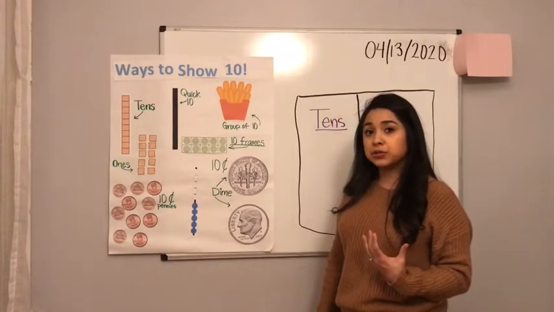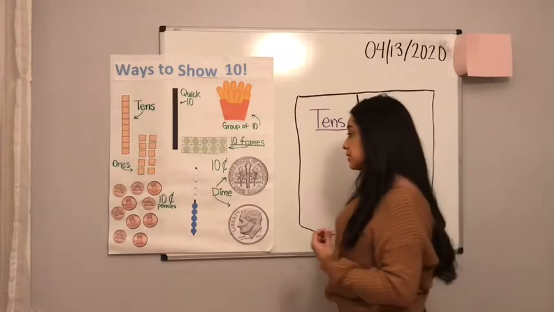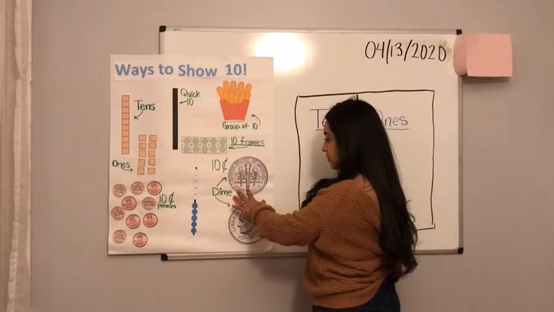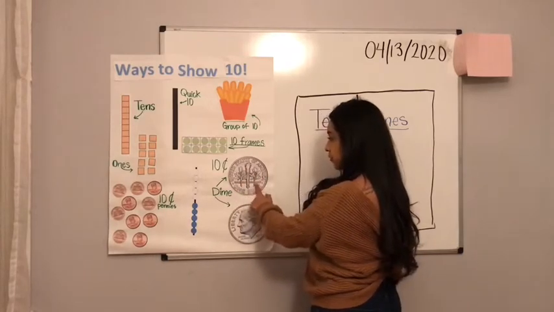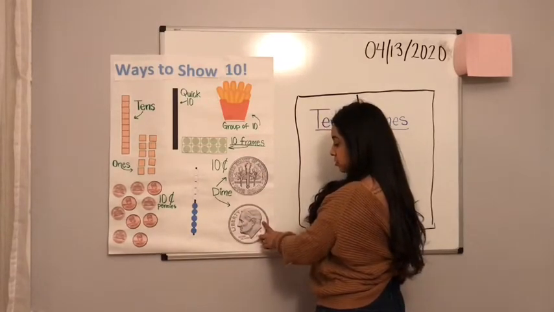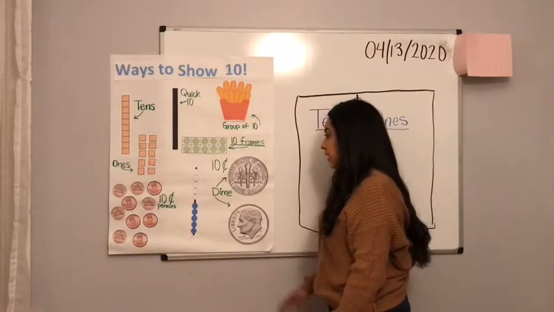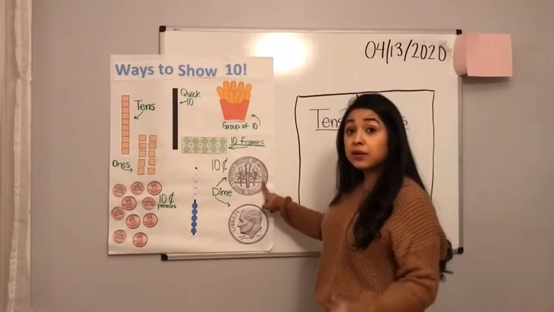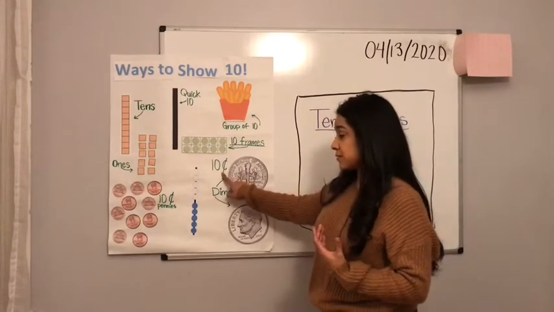Another way to show 10, which is why I also told you that you need pennies and dimes for this lesson, is a dime. If you notice, the dime has the olive branch and it has a torch and some other branch on the back side of it. And on the front side of it, it has the profile of Franklin D. Roosevelt, who was one of our presidents. And this is a way to show 10. If you show me one dime, I know that you are showing me 10 because it is worth 10 cents.